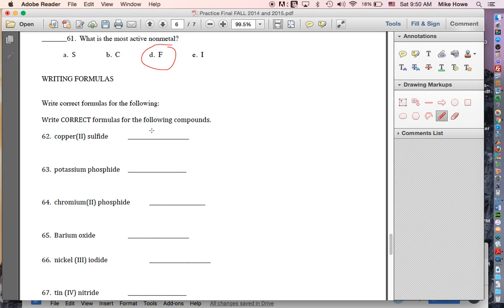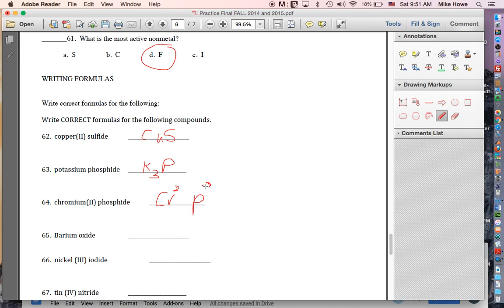All right, this we've been working on lately is writing chemical formulas. Since that's +2, -2, it's CuS. K is +1. P is -3. So you need to have 3 +1s to match the -3 charge. Chromium 2 means chromium with a +2 charge. All right, there's a 2 up there. And phosphorus is P. Phosphide means P has a -3 charge.